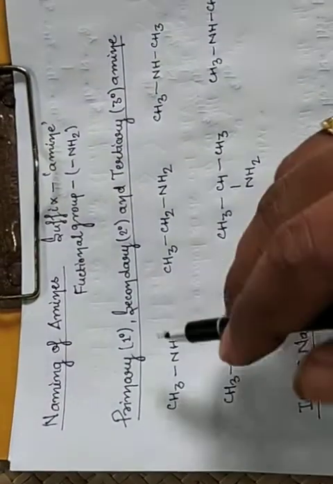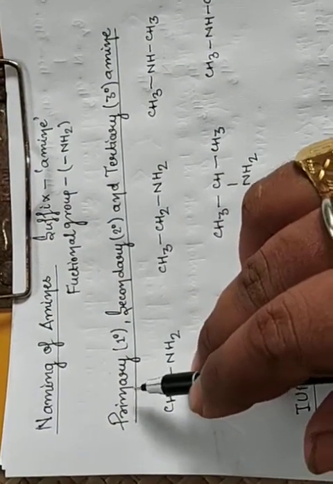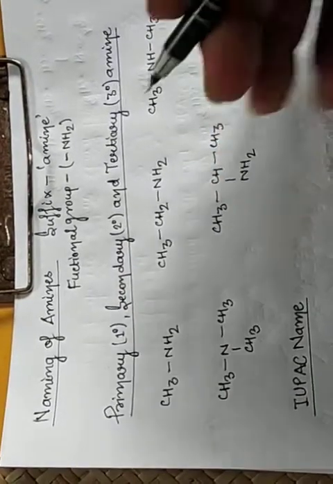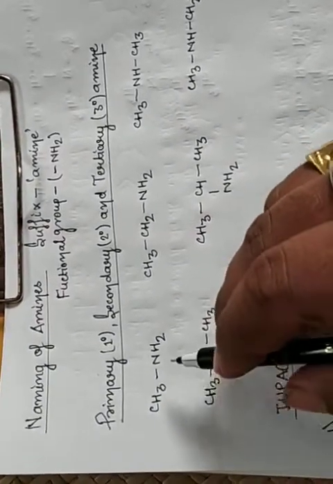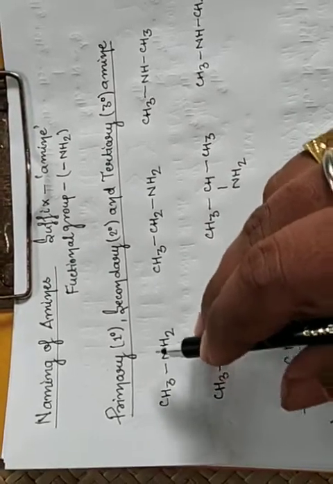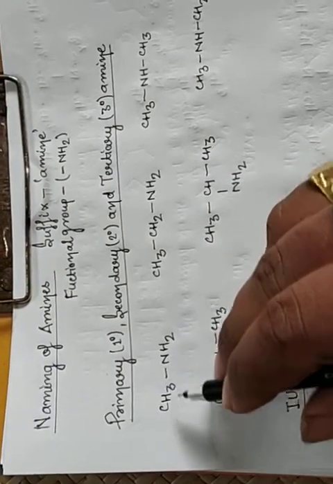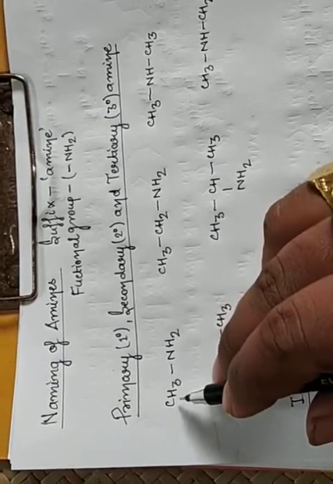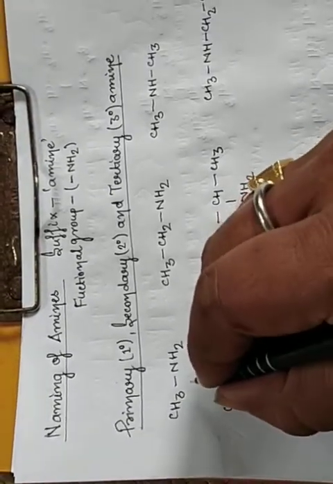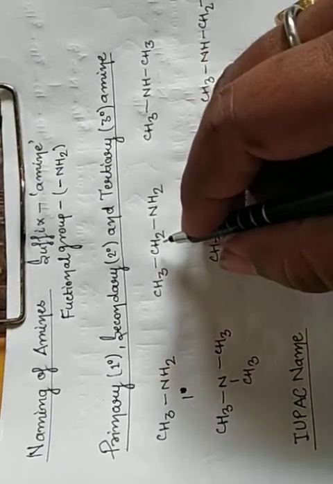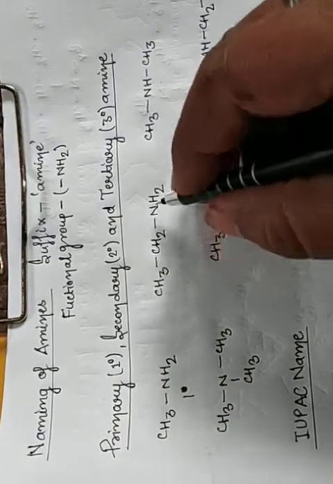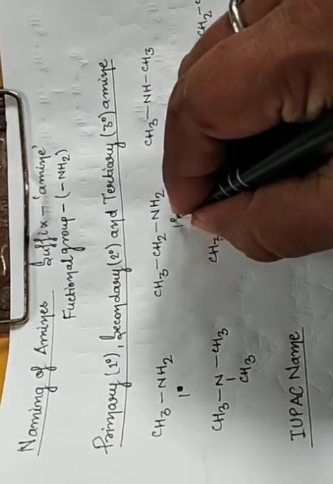Now the first topic is identification of primary, secondary and tertiary amine, and how to identify if the first compound is primary, the second compound is secondary and the third compound is tertiary. In this case, you focus only on nitrogen. The nitrogen is attached to only one carbon. It means this is a 1 degree amine. Clear? So this is 1 degree, or primary.